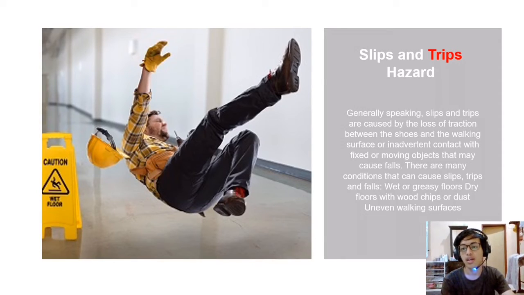Generally speaking, slips and trips are caused by the loss of traction between the shoes and the working surface, or inadvertent contact with fixed or moving objects that may cause falls. There are many conditions that can cause slips, trips, and falls: wet or greasy floors, dry floors with wood chips or dust, and uneven walking surfaces. It may cause death, or at least injury. That's all from me. Thank you.